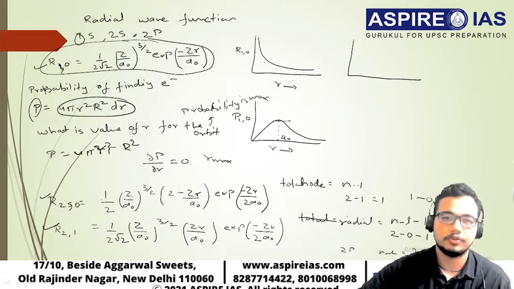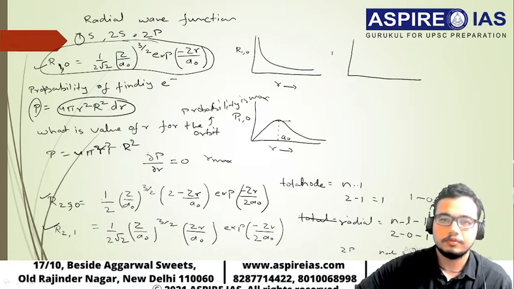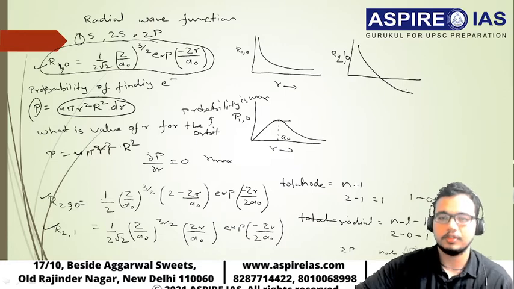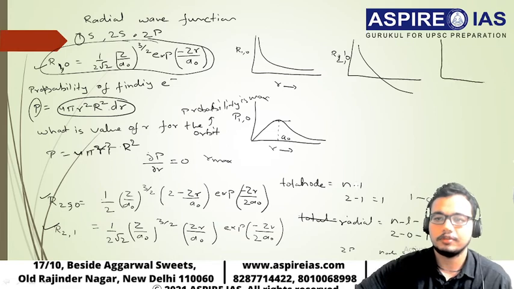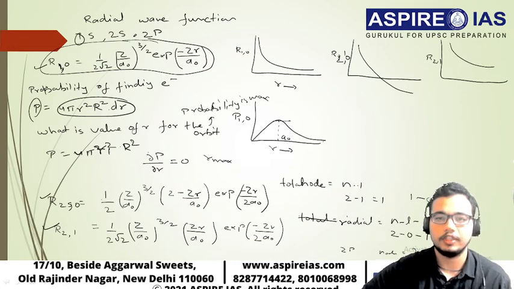Since there was no node, it will always remain positive. For one radial node, the amplitude will change. For R20, one node is there, so it will cross this and the radial distribution will be like this. Again for R21, there is no node, so the radial distribution will again be like this, but a little further away as compared to the 1s orbital.